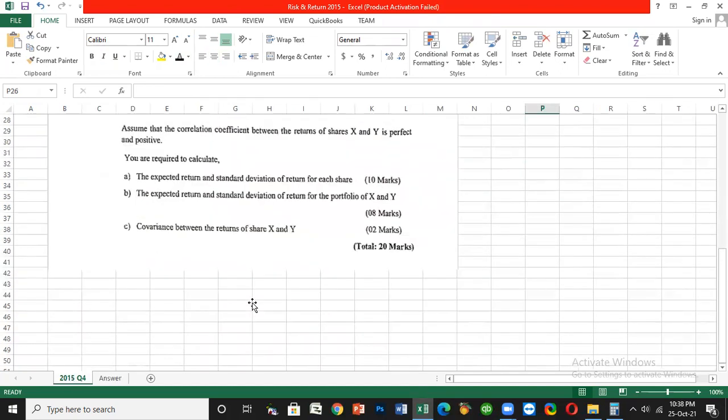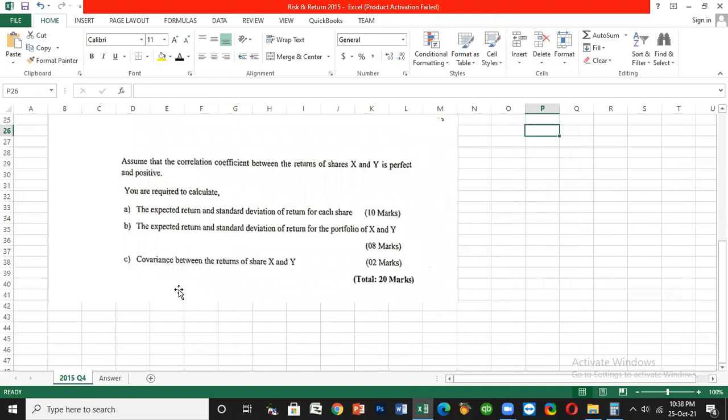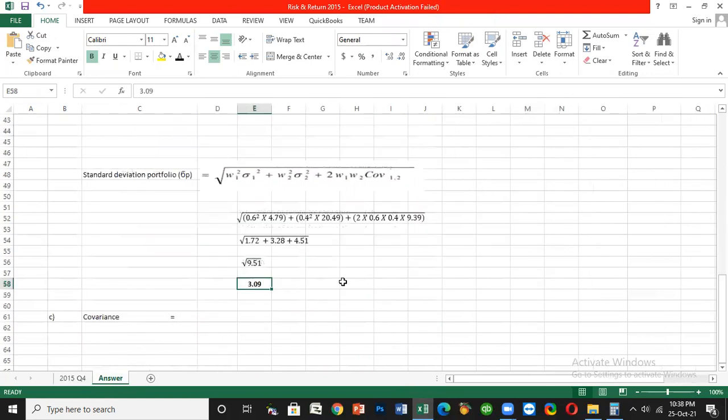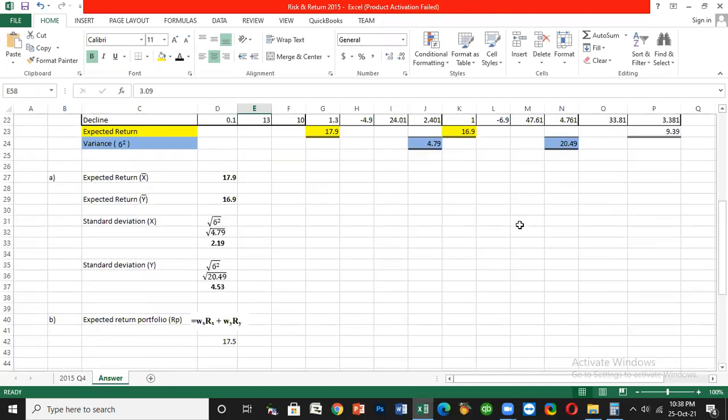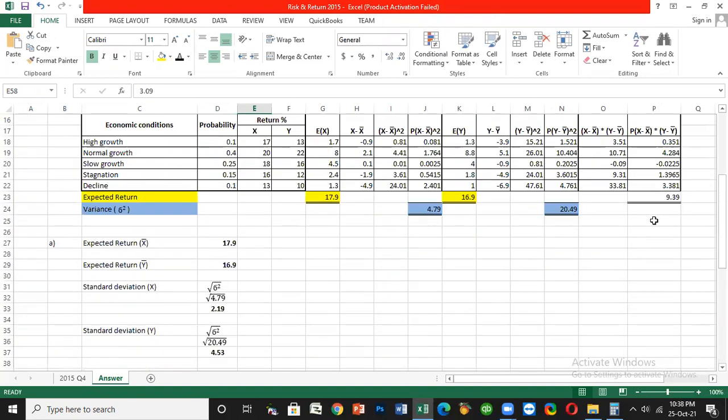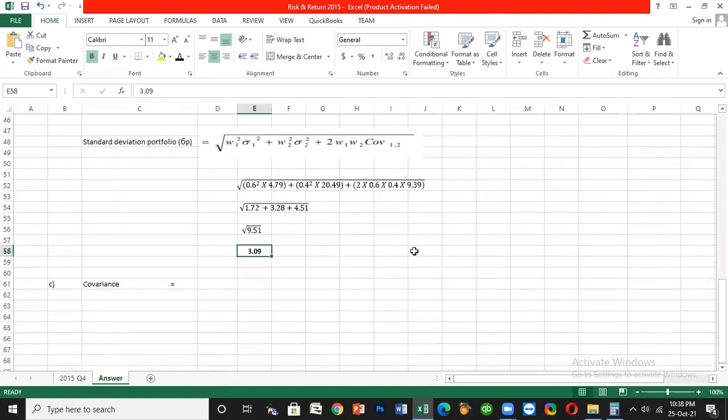Then finally they ask for the covariance between the return of X and Y. The covariance between the return of X and Y we calculated. This is the covariance, 9.39. This is the answer, 9.39, already calculated.